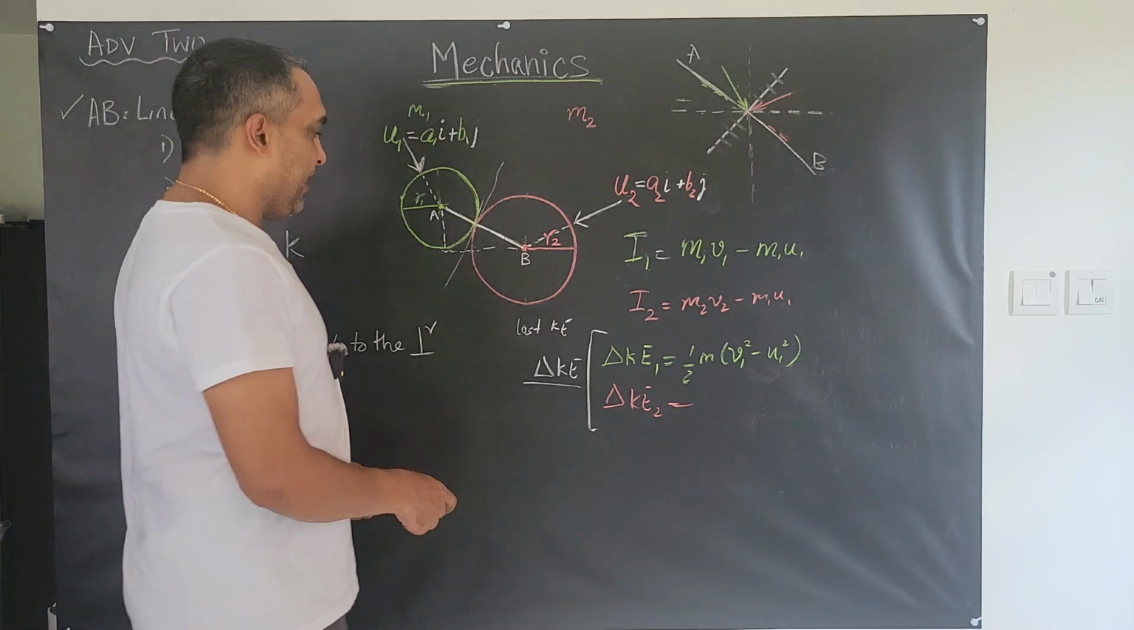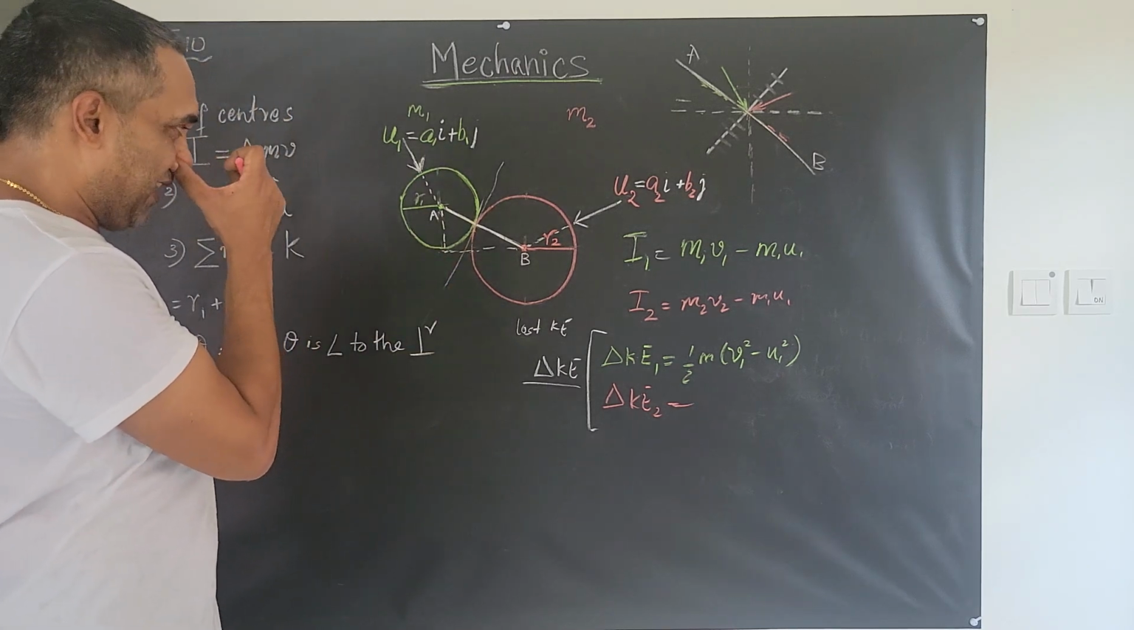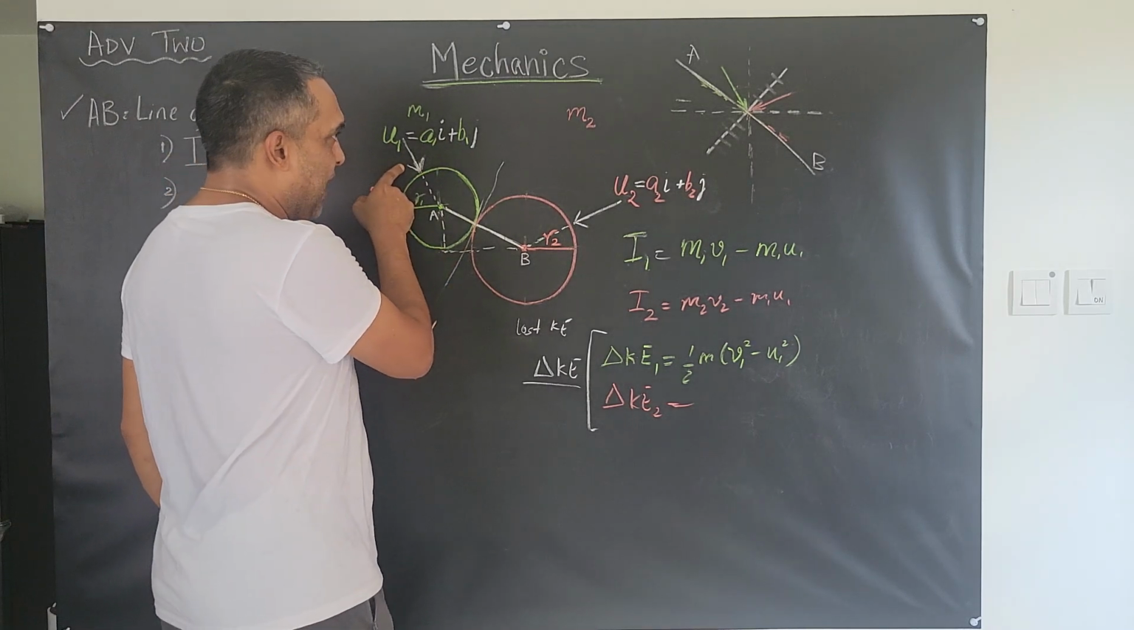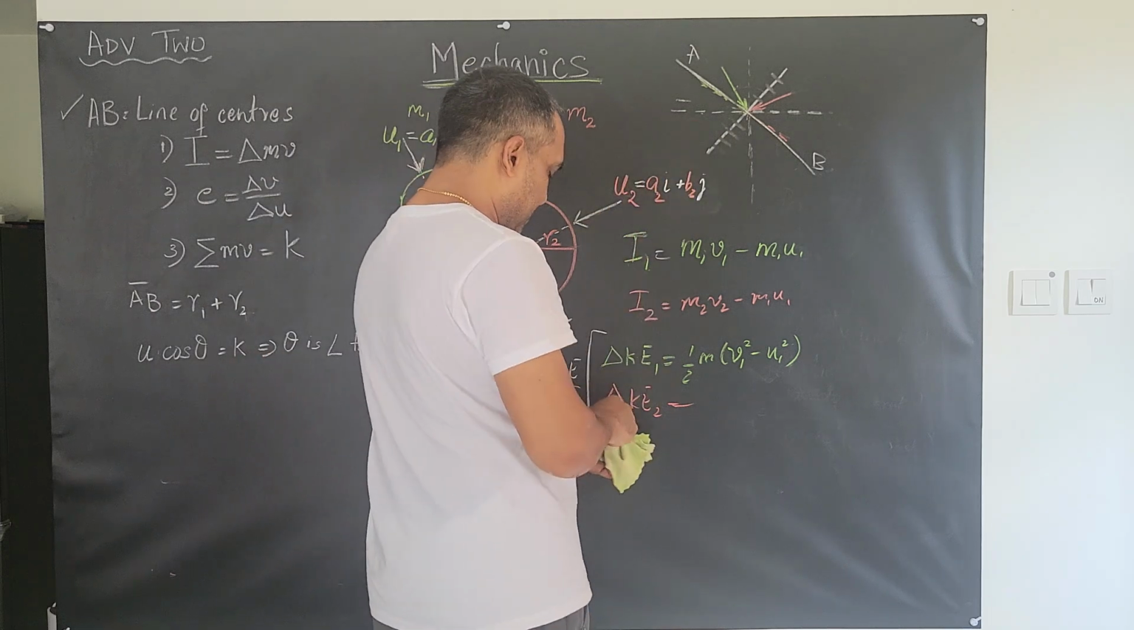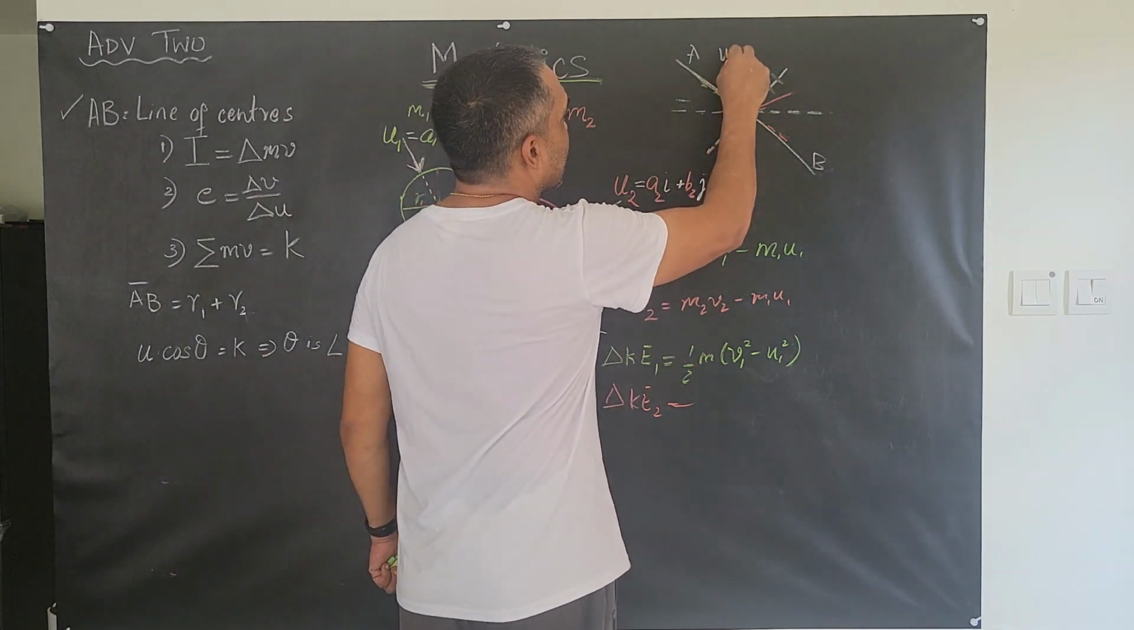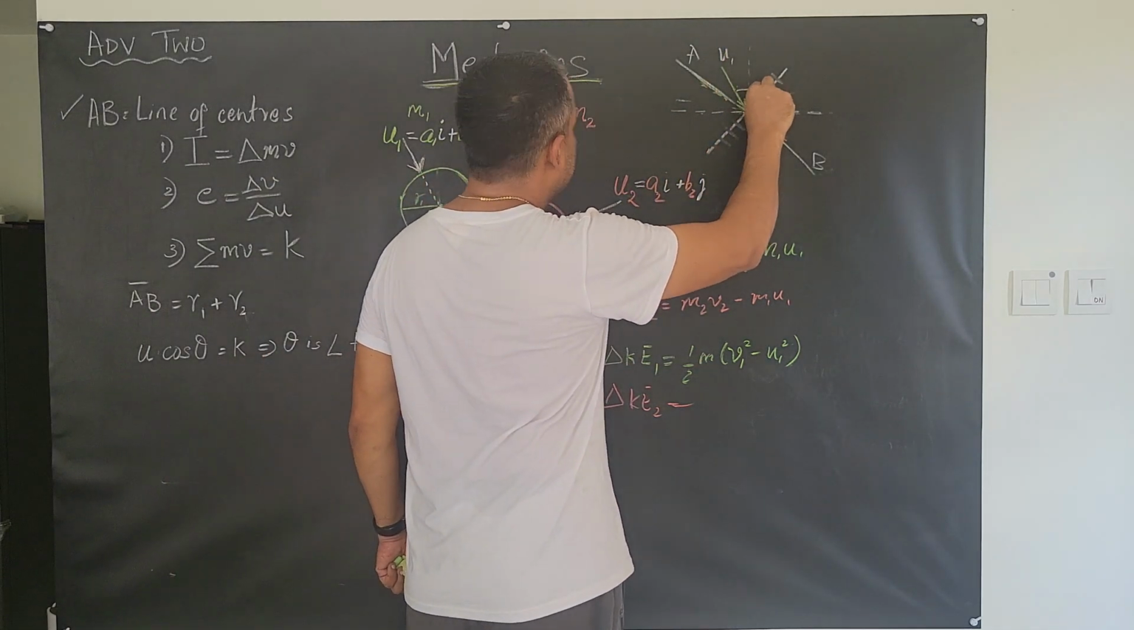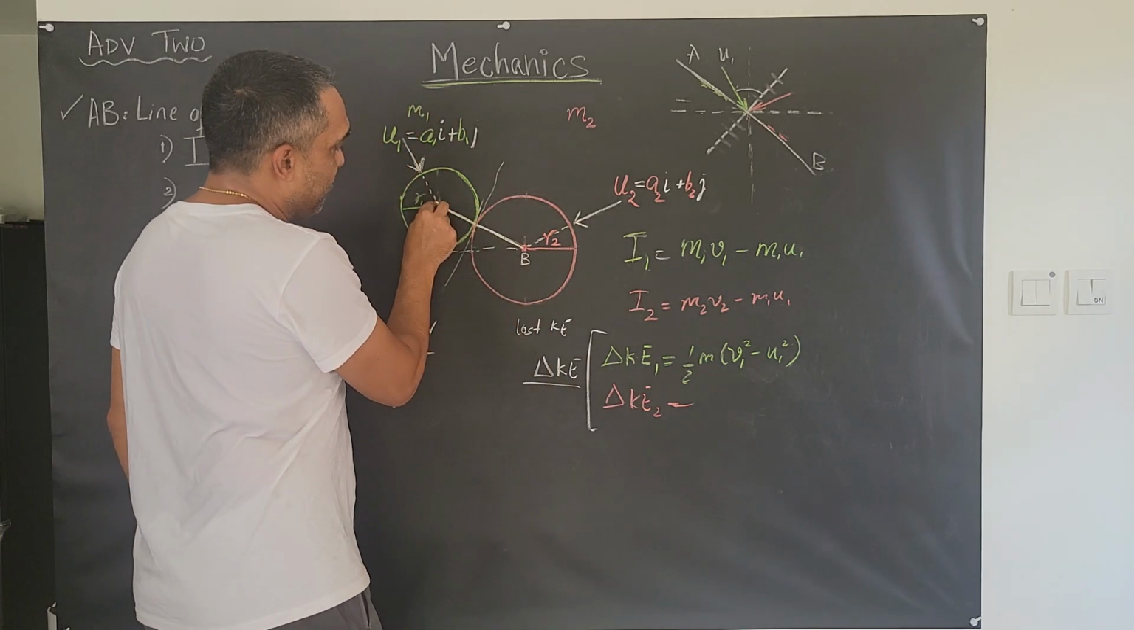Restitution, you are fairly familiar, but you need to get the angles correct for restitution. If you have U1 approaching this way, and I know this is my U1, I need to have this angle established correctly. In this case, I have my U1 coming in.